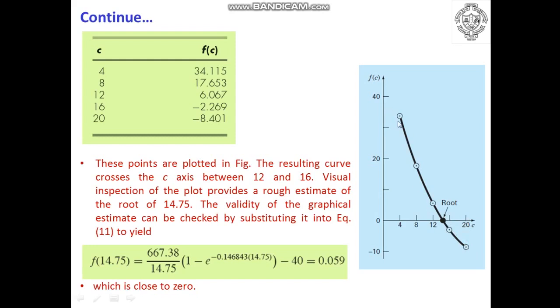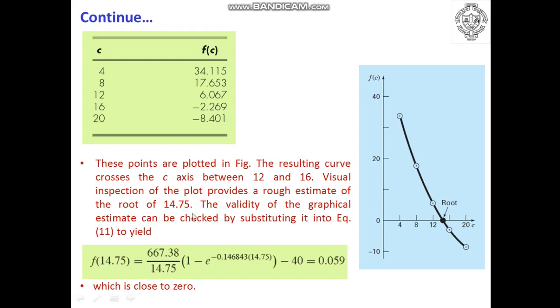So now if you observe the graph, it crosses the x-axis at this particular point, which is nothing but a point in between 12 and 16. So the resulting curve crosses the c-axis between 12 and 16. So by visual inspection, a plot provides a rough estimation of the root as 14.75.